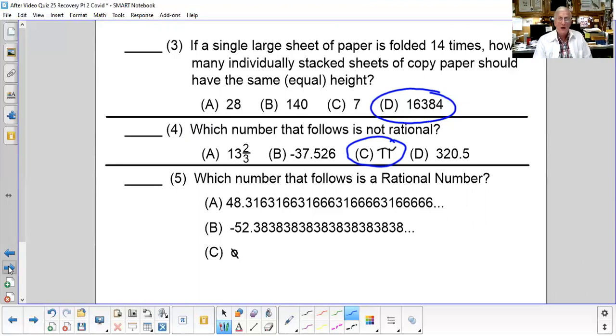Which number that follows is a rational number? Okay, well, I didn't use bar notation to help us out here, did I? So looking at those, I think you can see that A has a growing pattern. 316, then it's 3166, then it's 3 1 and 3 6s. So the 6s are increasing. It is definitely an irrational number. But notice in B, 38, 38, 38, 38 forever. That's a rational number. And of course, phi, you know, is irrational.